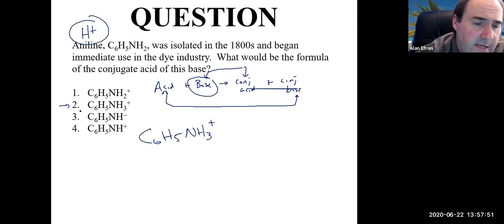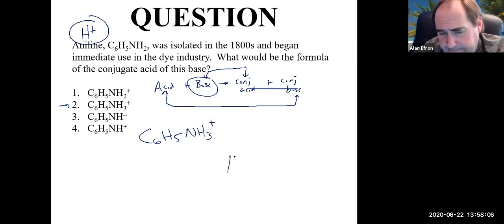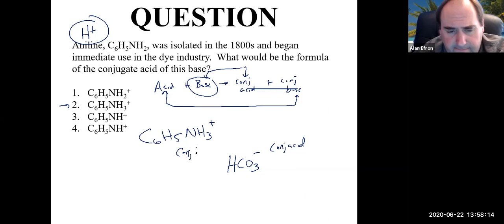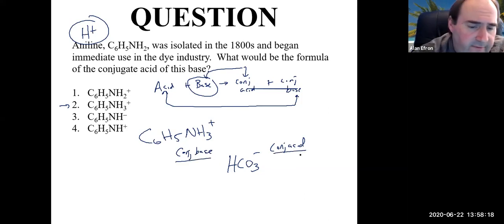So sometimes they won't always, like in this problem, tell you, hey, it's a base or hey, it's an acid. They'll just ask you to write the conjugate acid or the conjugate base, and you need to sort of know what that is. So for example, if we had HCO3 minus, why don't you write the conjugate acid for it? And why don't you write the conjugate base for it? So take a second and write down both of those. So make sure you get the right answer.